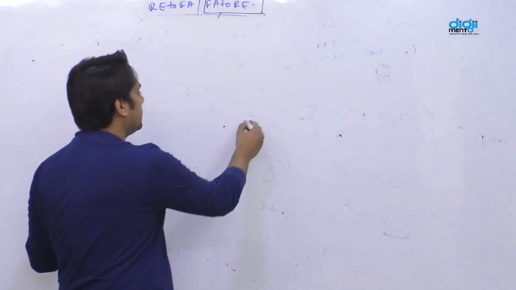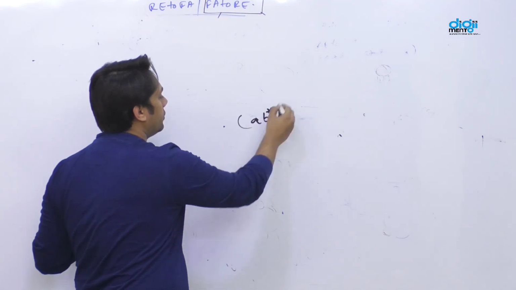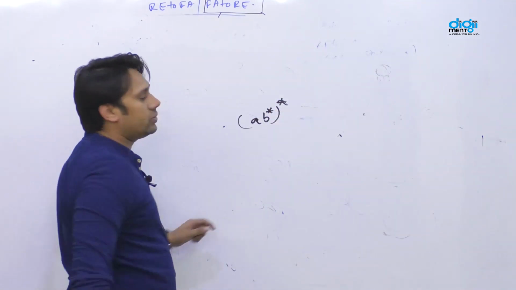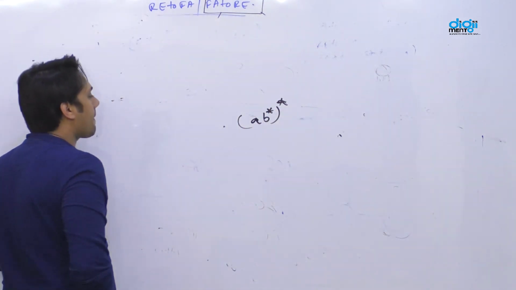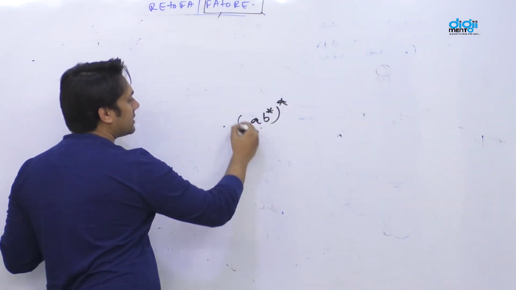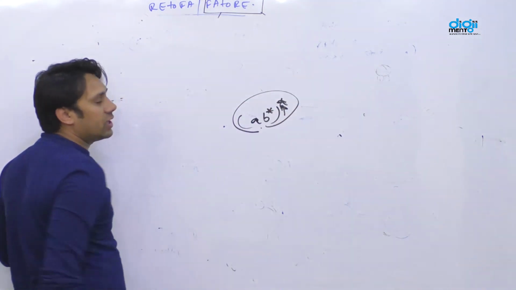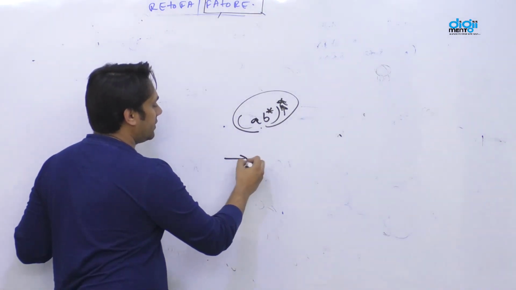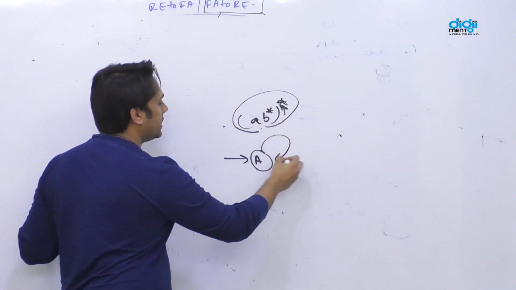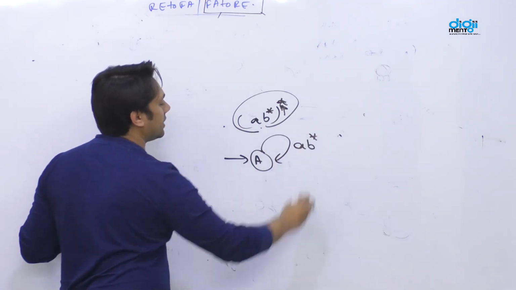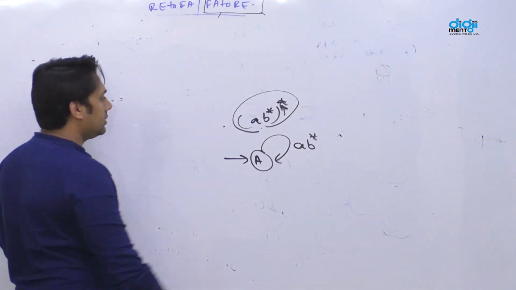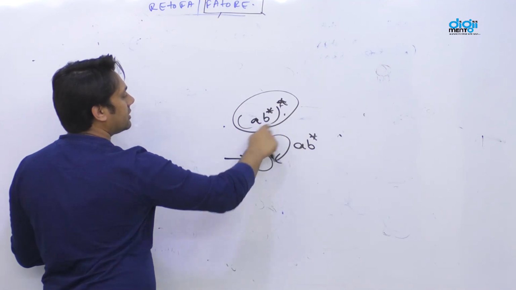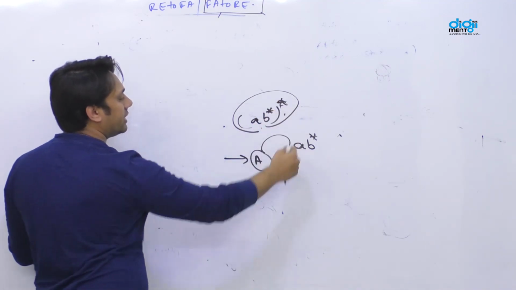You are saying it is (AB*)*, right? So in this case what you can do is you can see this entire thing is in a loop, so you have a star for this. So that means here if you have a state A, now on this state A you can take AB star. Is that clear? Because this is a star for this entire section, we have a star, so I can take AB star.